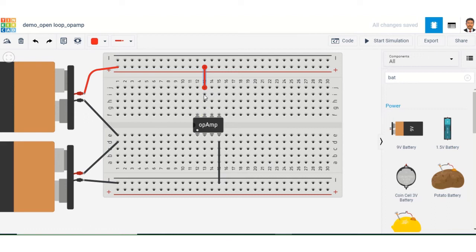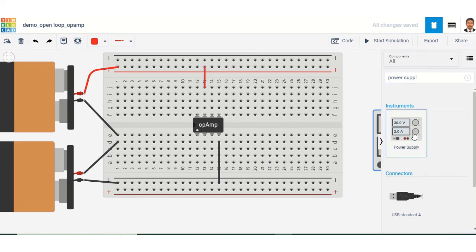Next we have to give inputs. I am going to give DC input. For that I am going to choose a power supply.